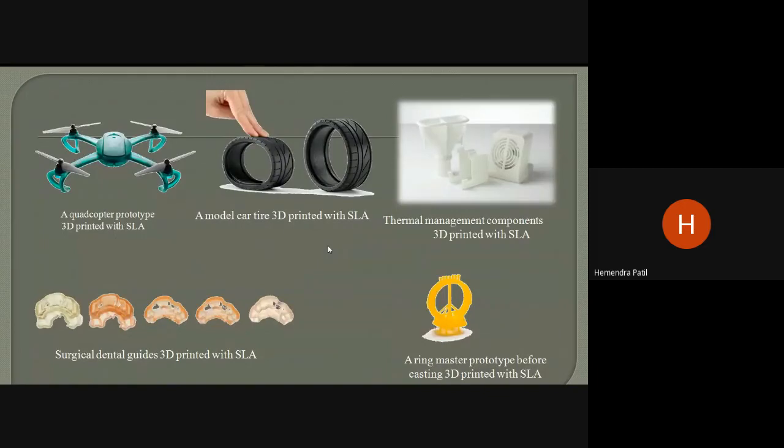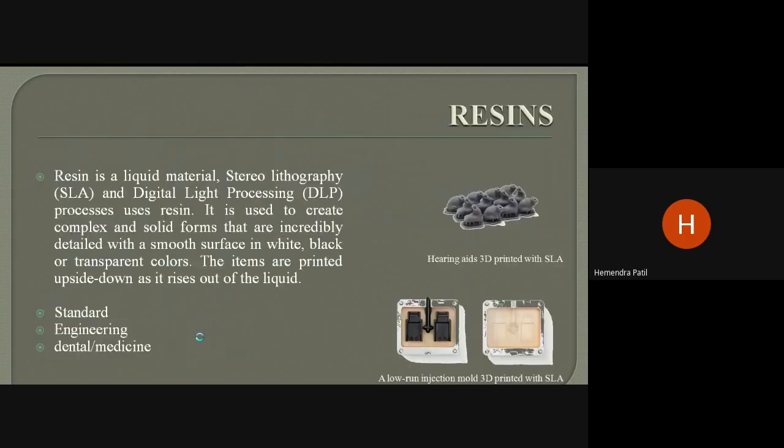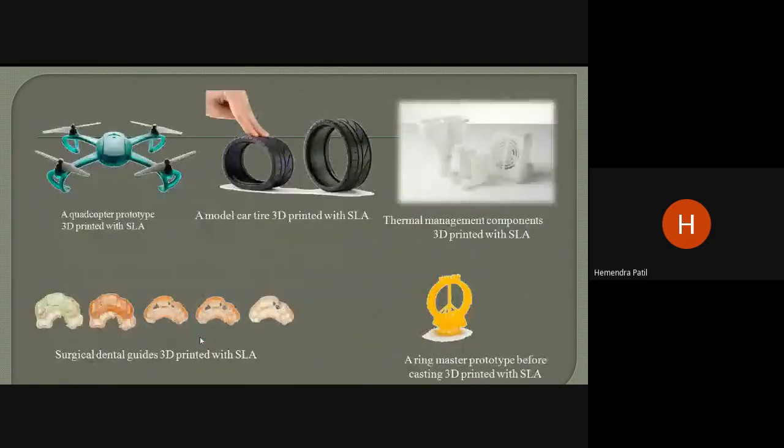I have shown some applications here. For engineering purposes, a prototype 3D printed with SLA. These parts are 3D printed in SLA with resin, and the second one here is flexible resins made in SLA. This is a thermal management component made in SLA, and these are surgical dental guides 3D printed with SLA, so they come in the category of dental and medical. And the last one is the castable resins.